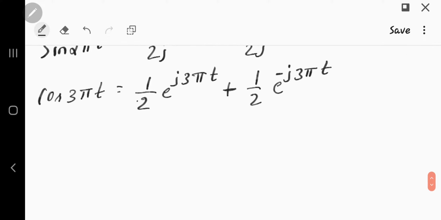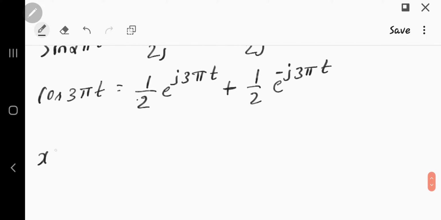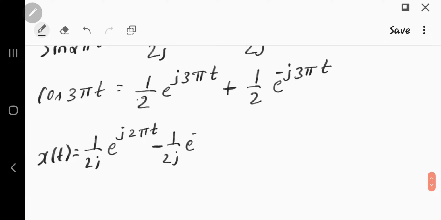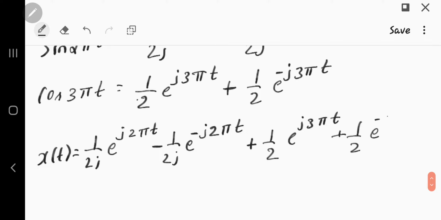Okay. So combining these two, x of t is equal to, first I will write the sine version: 1 by 2j e power j 2 pi t minus 1 by 2j e power minus j 2 pi t. Now plus 1 by 2 e power j 3 pi t. So this is the cos version, plus 1 by 2 e power minus j 3 pi t.